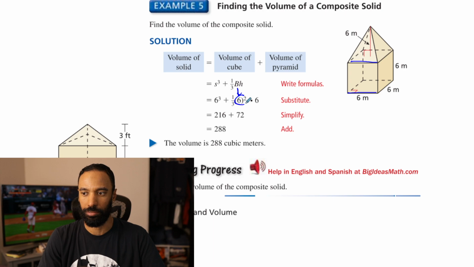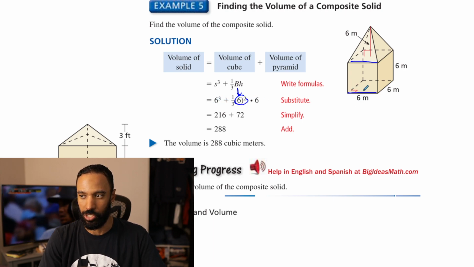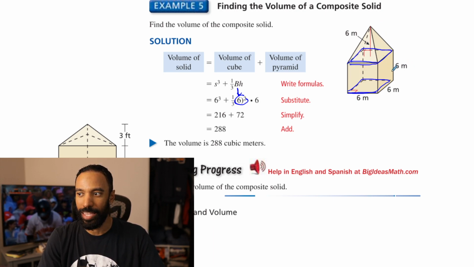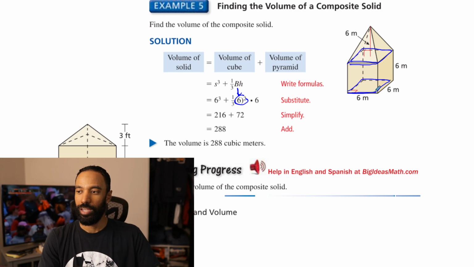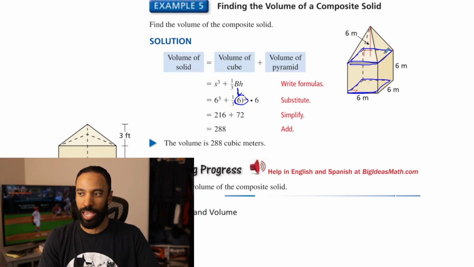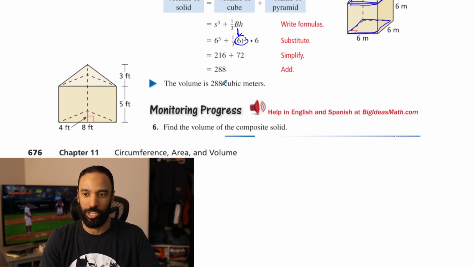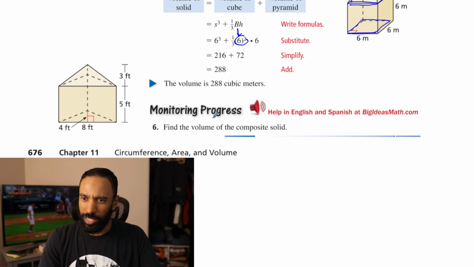Actually, I guess they didn't call this area base because they just did the cubes. But area base here is 36. Area base here is 36. In fact, they both share the same height. This is area base times height. This is 1/3 area base times height, but it's the same area base times height for both. So there are ways to do that. Anyway, 288 cubic meters.